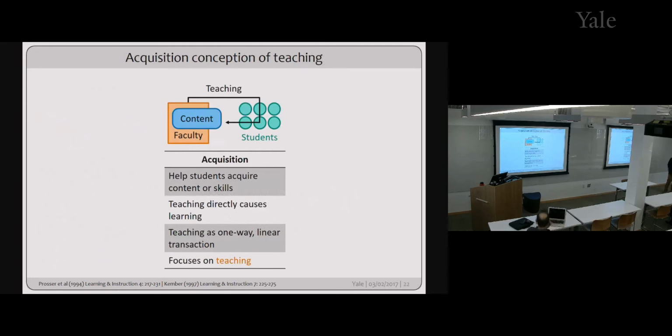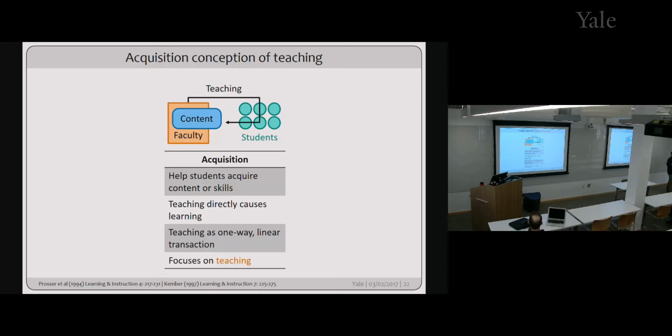The second one is acquisition. So in this case, the instructor's goal or intention of teaching is to help students acquire knowledge and skills that's already been developed in the field or discipline. Right, so in this case, teaching pretty much directly causes learning, right?